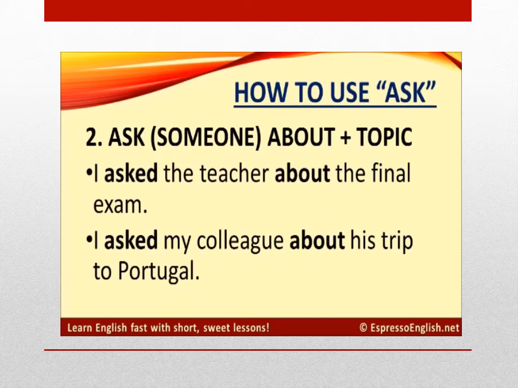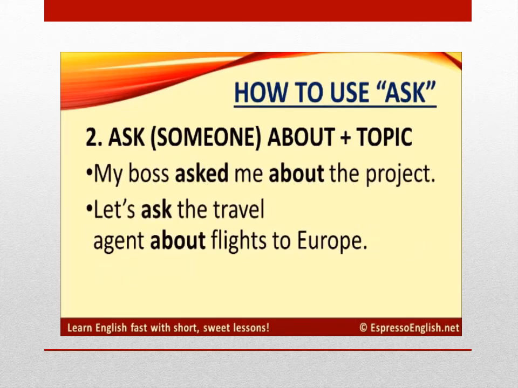Use ask someone about plus a topic. For example, I asked the teacher about the final exam. I asked my colleague about his trip to Portugal. My boss asked me about the project. Let's ask the travel agent about flights to Europe. So use ask someone about when you want to know some information about a particular topic.